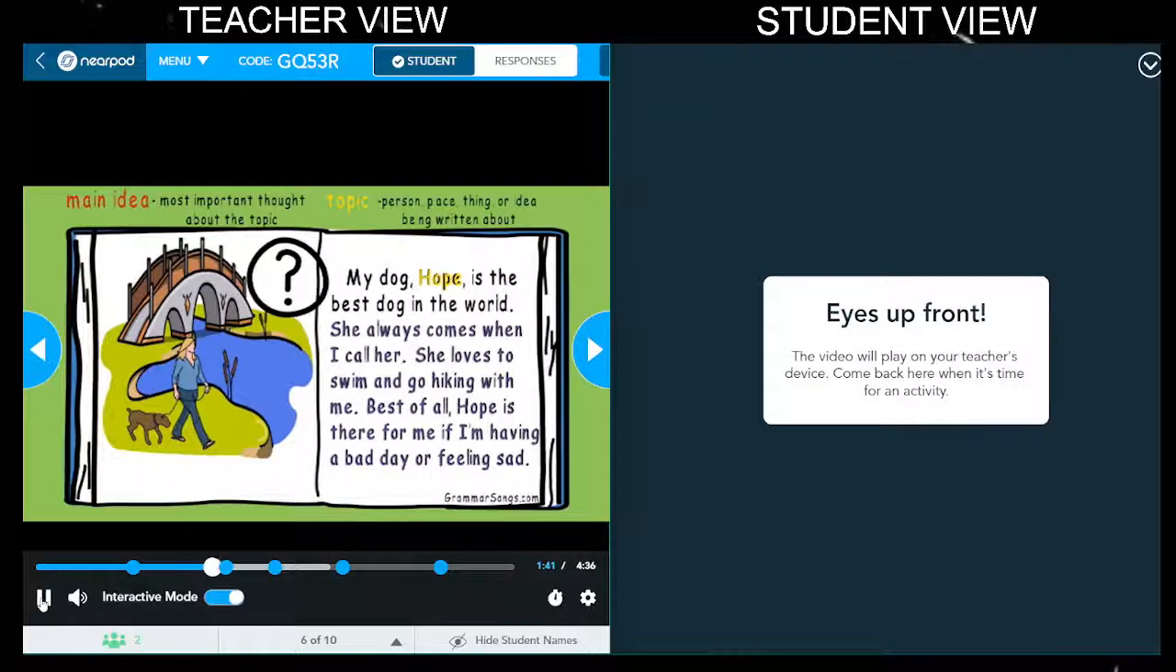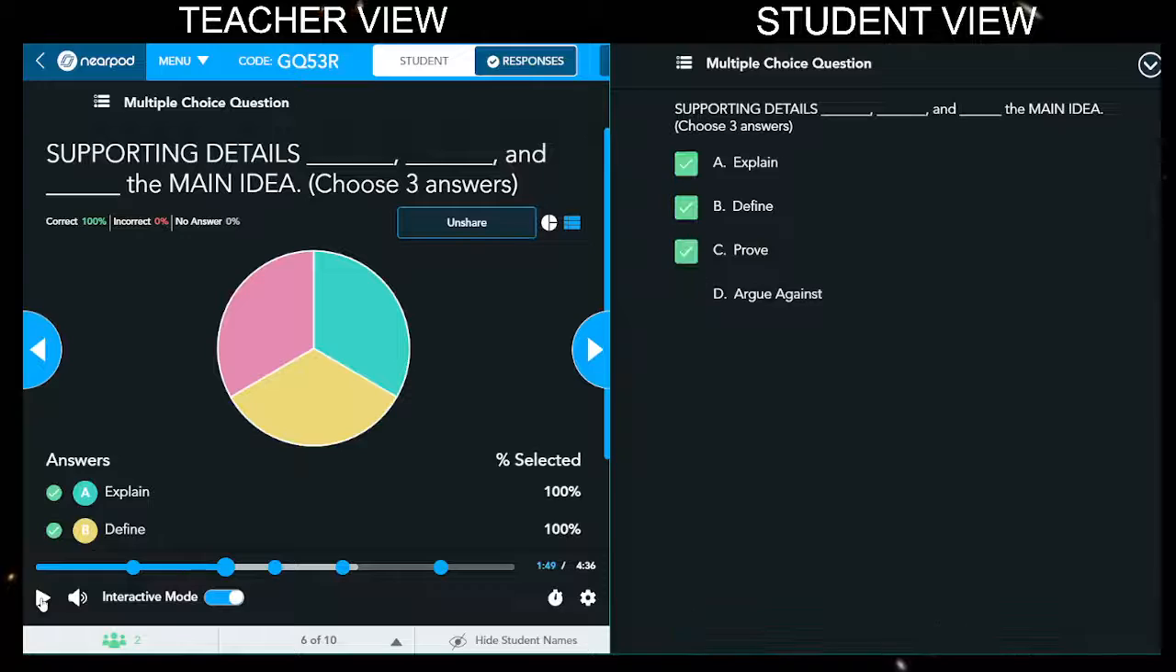These sentences are supporting details. A supporting detail provides information that explains, defines, or proves the main idea. All right, so again, supporting details explain, define, and prove the main idea. Good job.